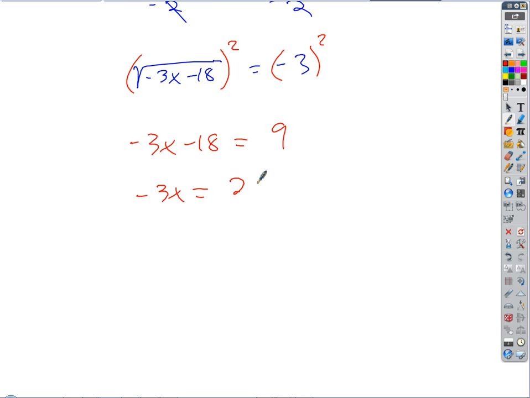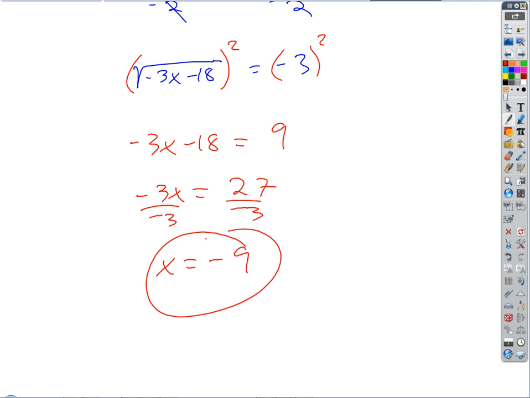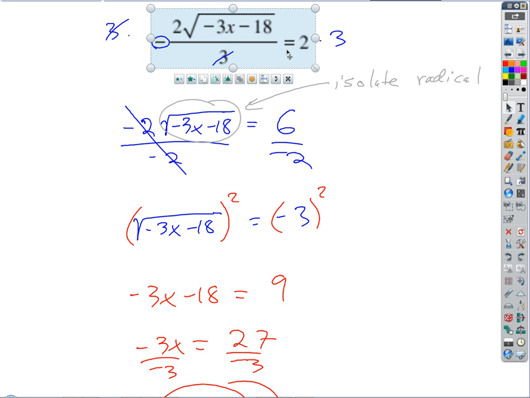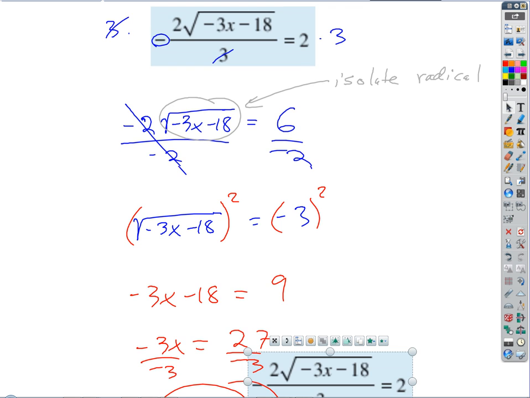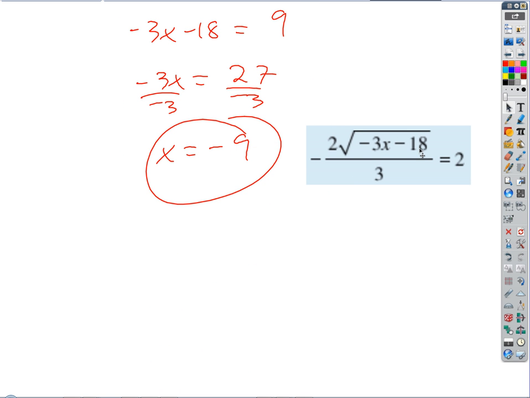Okay, so negative 3x equals 27. If I divide by negative 3, x equals what? Negative 9. Okay, so let's check it. If I plug negative 9 back into the original, let's see what we get. So that gives me negative 2/3 out front, times the square root of negative 3 times negative 9 minus 18. And we want to know, does that equal 2?